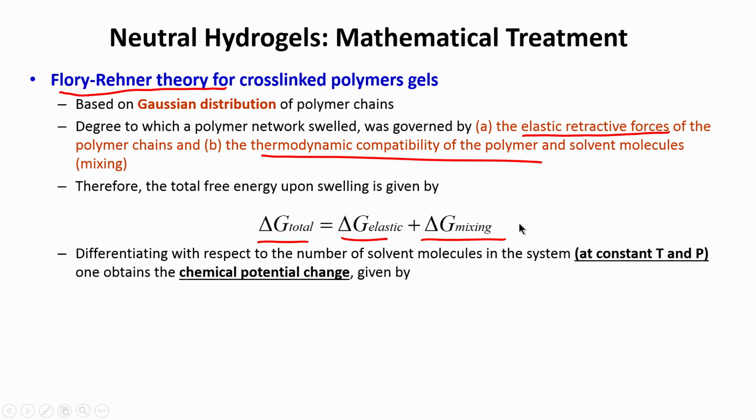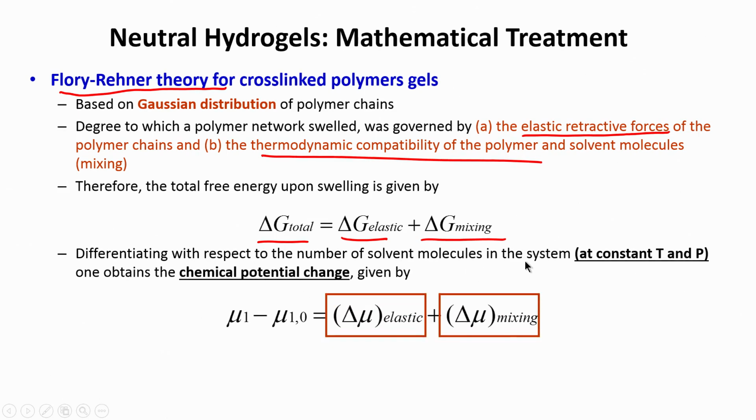Now, with respect to the number of solvent molecules in the system, we are saying at a constant temperature and pressure. Of course, if you change this, the final state of the hydrogel will change. If you increase the temperature, maybe it will swell more. If you change the pressure, maybe it will swell more or less depending on what you are doing with the pressure.